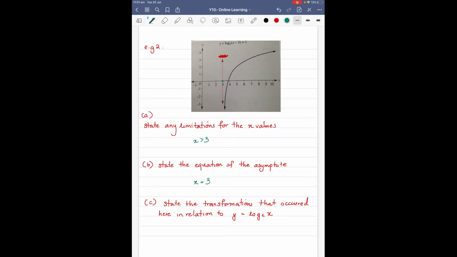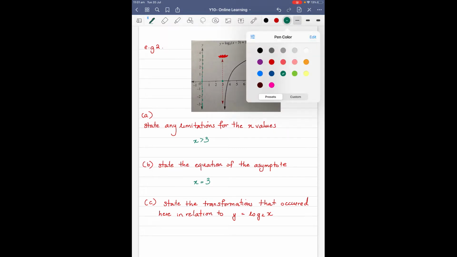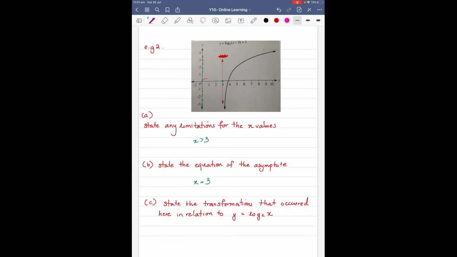Now we want to describe the transformation that occurred. Originally, the asymptote should be at the x-axis, yeah? But because it's been shifted 1, 2, 3 units to the right, so we say it has been shifted 3 units to the right. Okay, and we can really see that here.